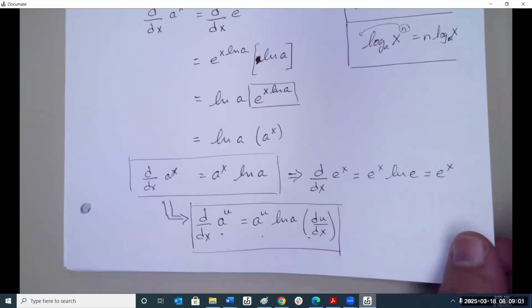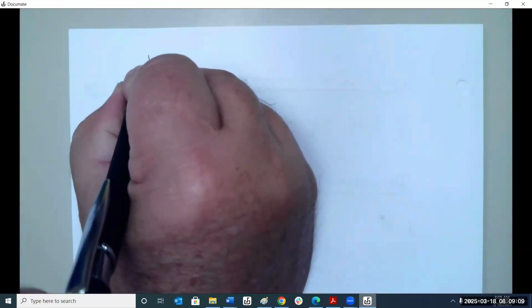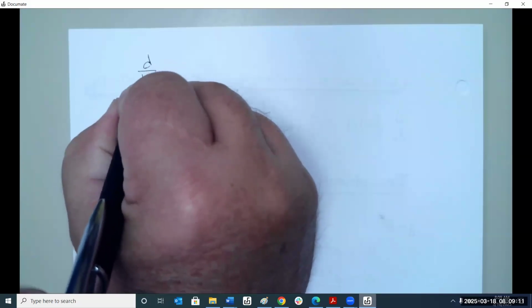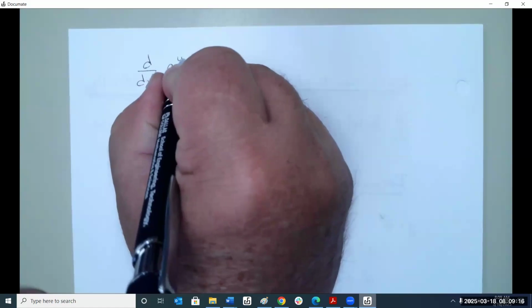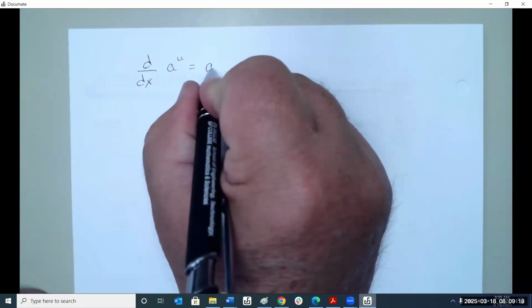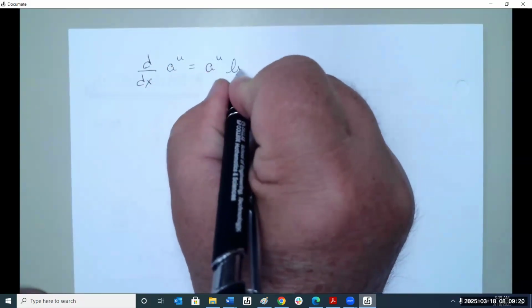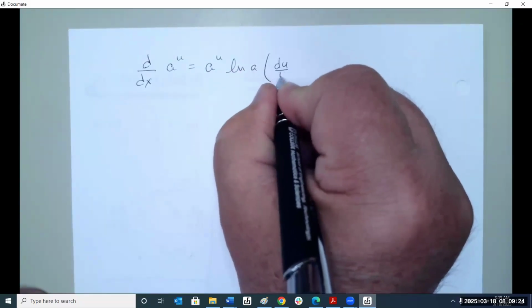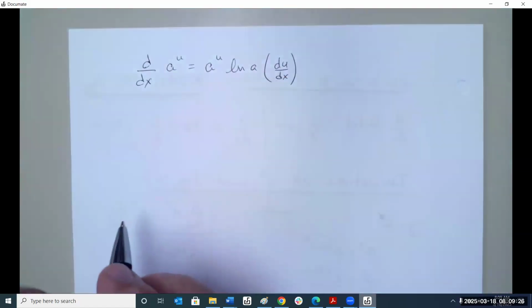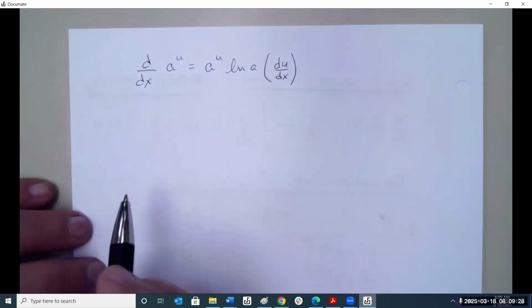All right, let's look at some examples. So let me first rewrite that formula up on top. The derivative with respect to x of a to the power u is a to the power u ln a du dx. That's a formula we'll be dealing with.